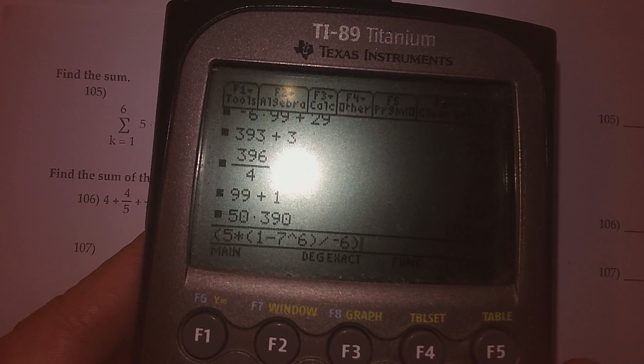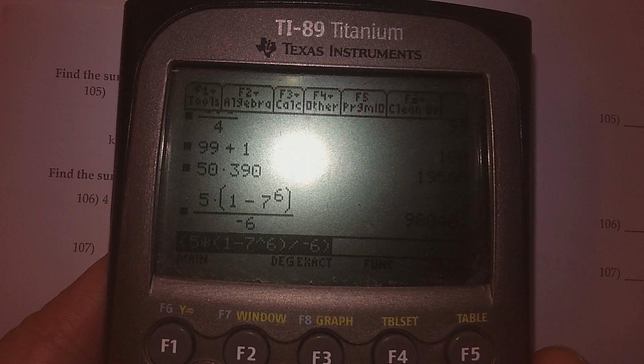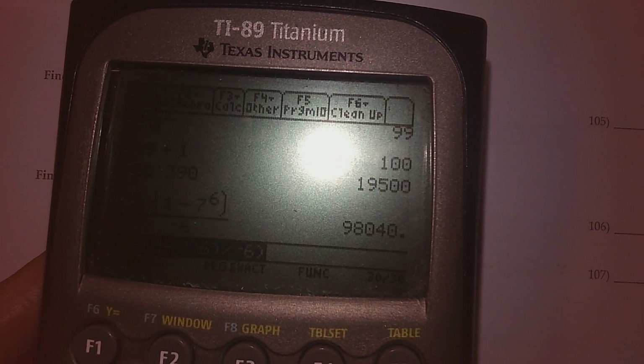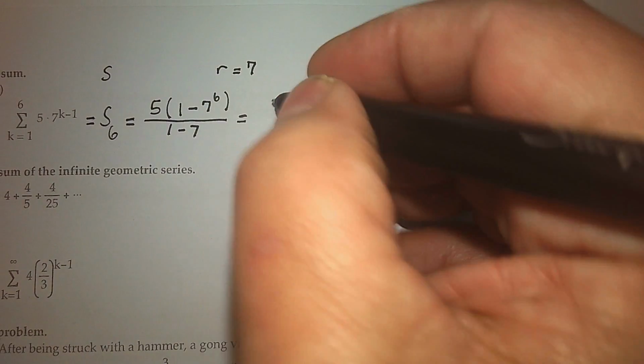So I'm going to type it in, diamond enter, and then what's the sum of it? 98,040. All right, 107.